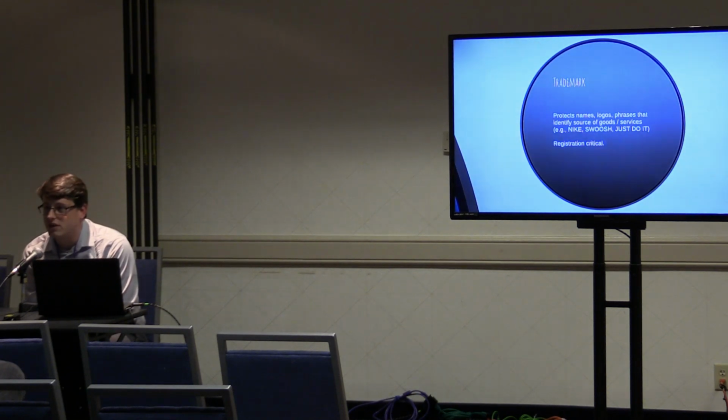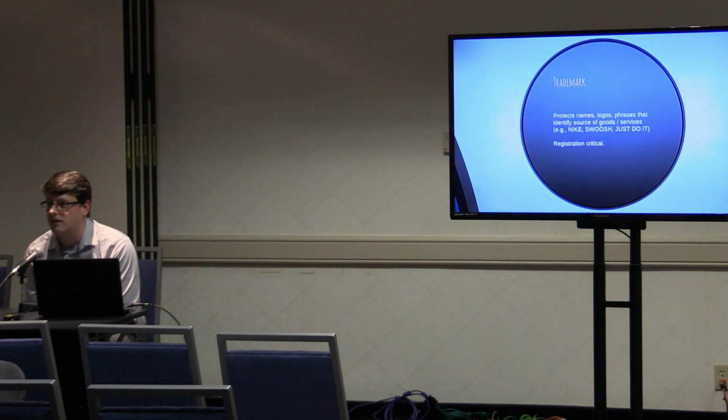You can also have a registered trademark in a sound. You can have a registered trademark in a very specific appearance. So if you have a building that always looks the same, you can get a trademark in that.